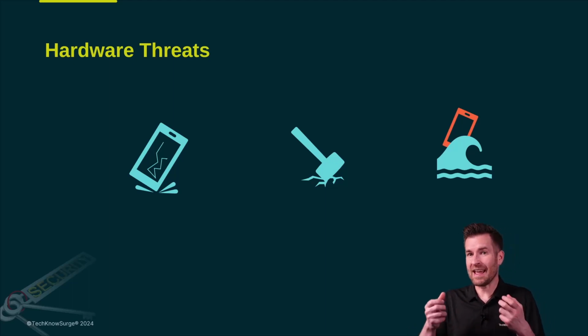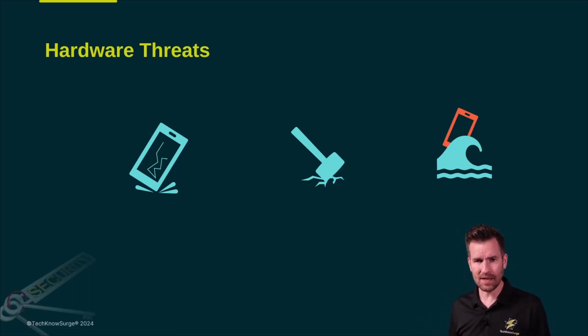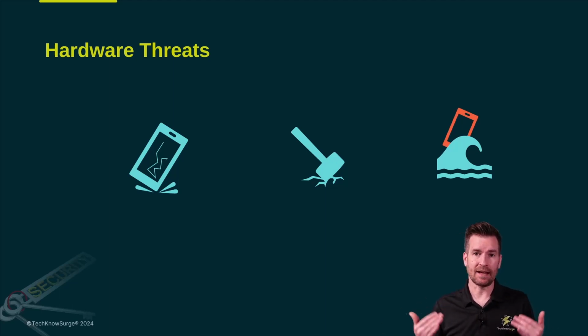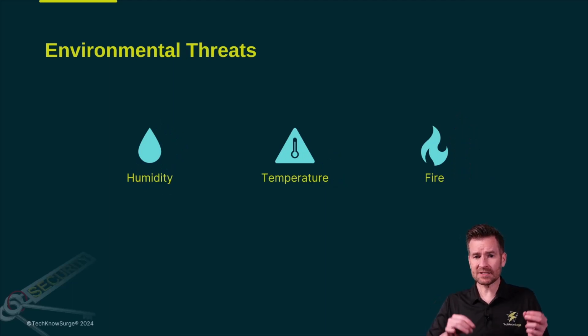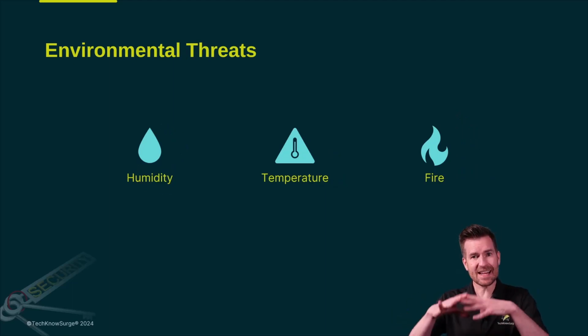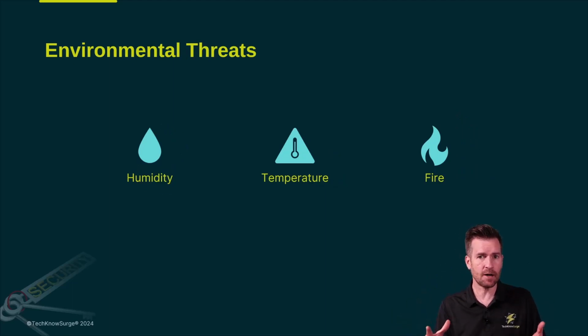And so whether we accidentally drop a piece of equipment, or perhaps it gets hit by something, perhaps it gets submerged into water, maybe we have flooding in the data center. So we need to be concerned about what that looks like. So we would do things like bring the equipment up off the ground, so that way if there is flooding, we're protecting that equipment.